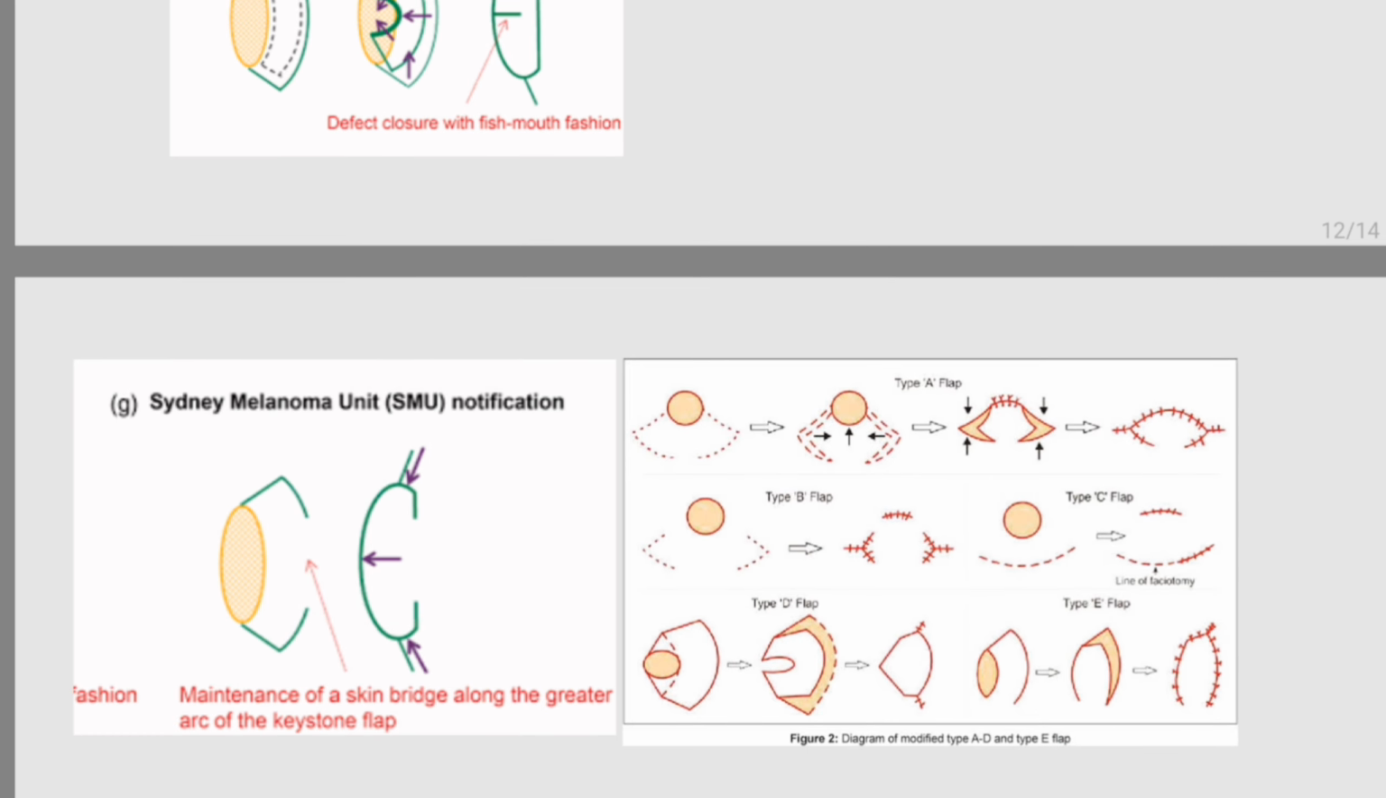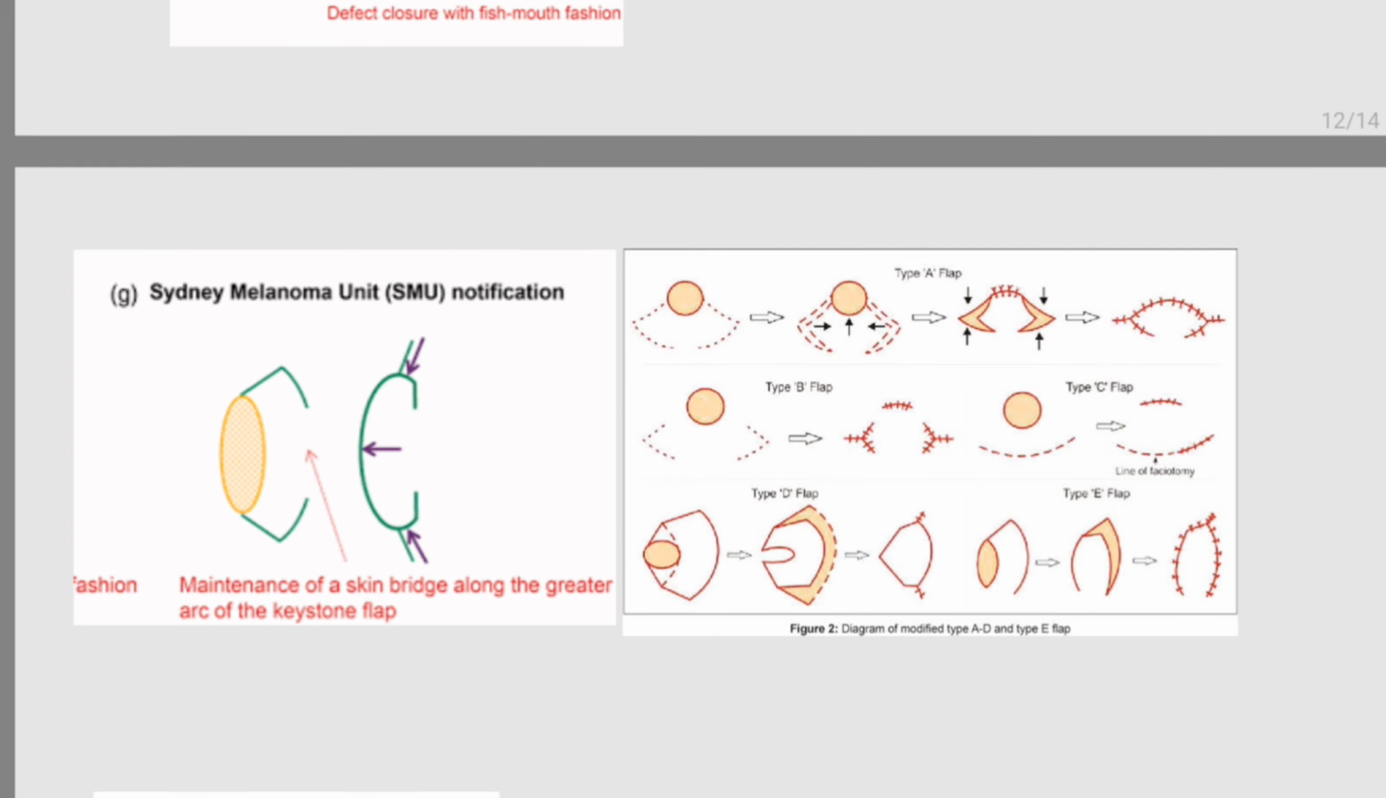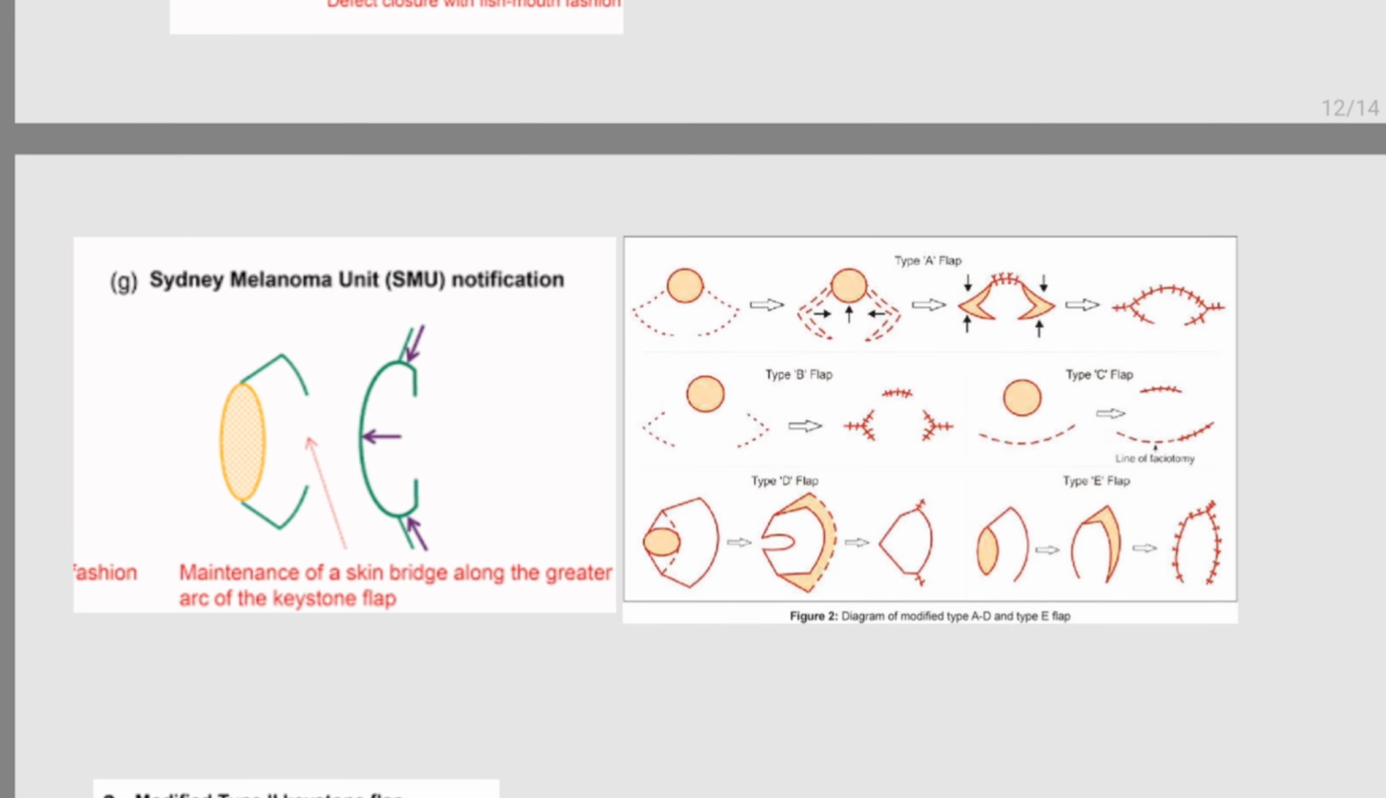Now coming to the Sydney melanoma unit modification. Here, this is one of the most elegant modifications. Instead of complete excision, a skin bridge was intentionally preserved along the great arc of the flap. Why do we preserve this skin bridge? Because it offers several benefits: it provides additional vascularity, and it preserves subdermal lymphatics, which reduces postoperative edema.